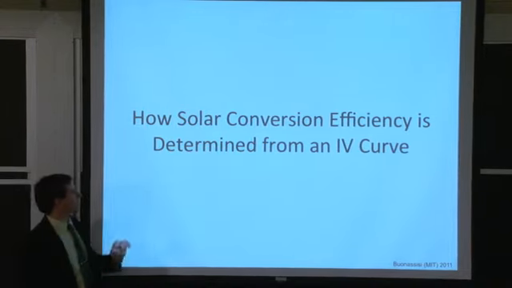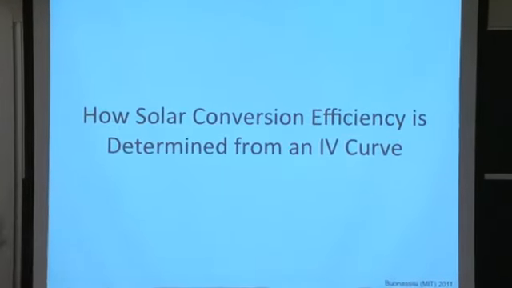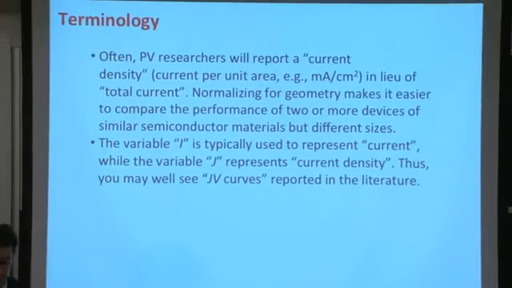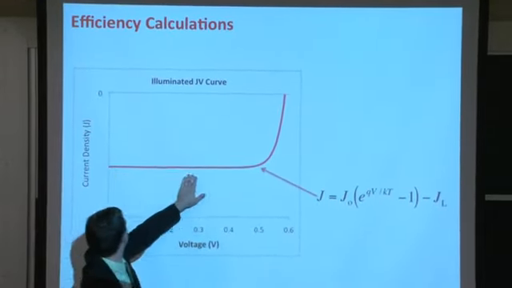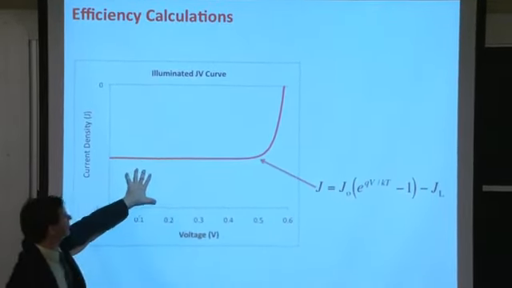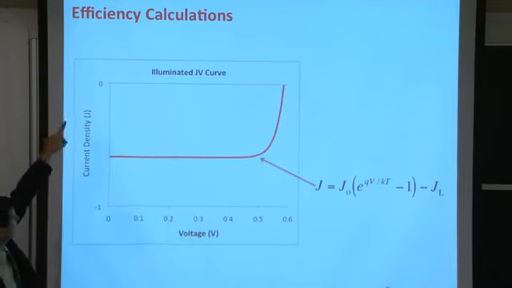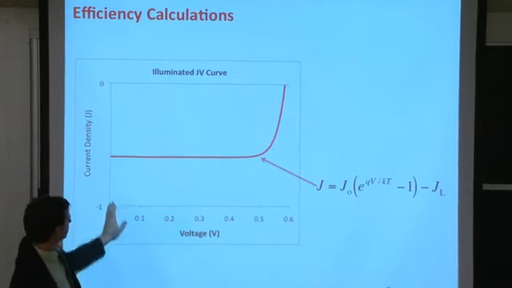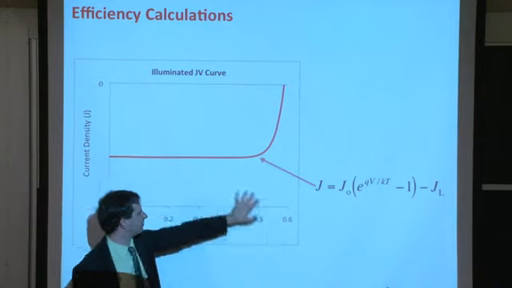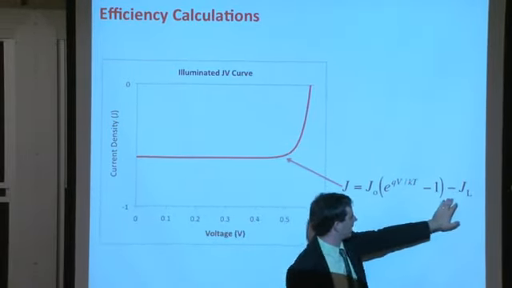So how is solar cell conversion efficiency determined from that illuminated IV curve? That's our first question. What I'm going to do is start with our solar cell IV curve right here. This is just the 4th quadrant, okay? So notice that the current starts at 0 and goes to some negative value. So we're looking in the 4th quadrant. Voltage is going from 0 to a positive value. So again, 4th quadrant.